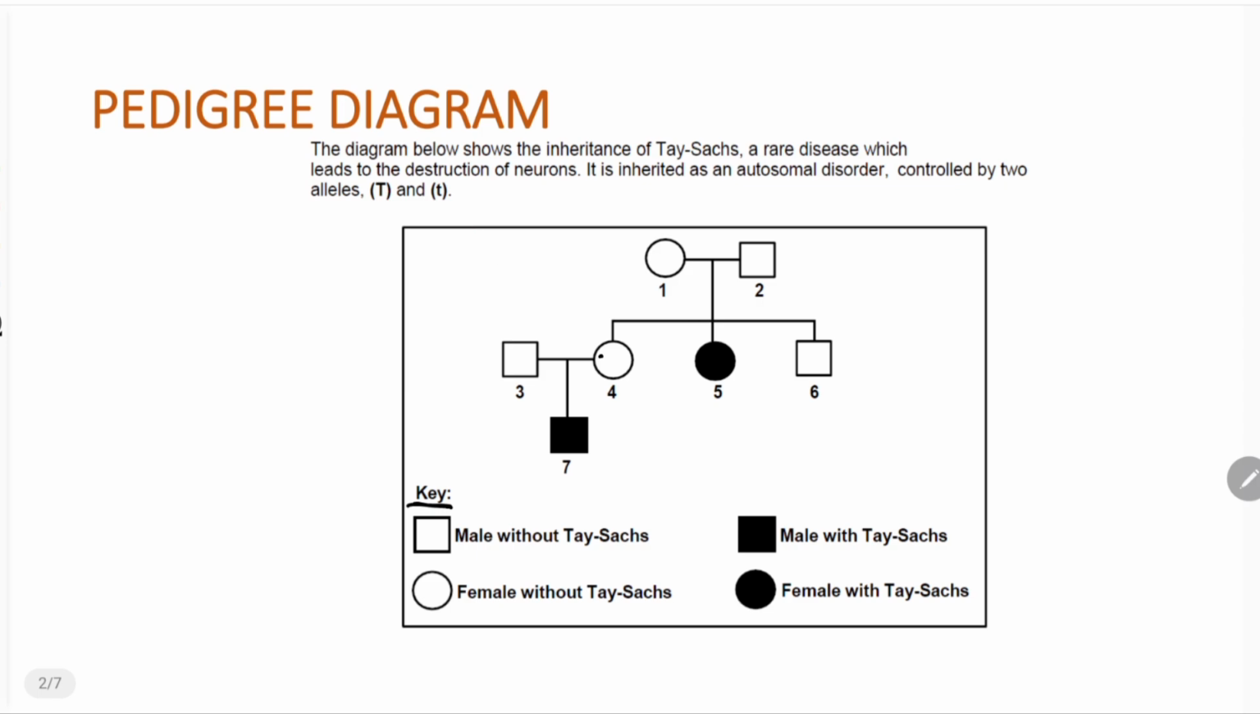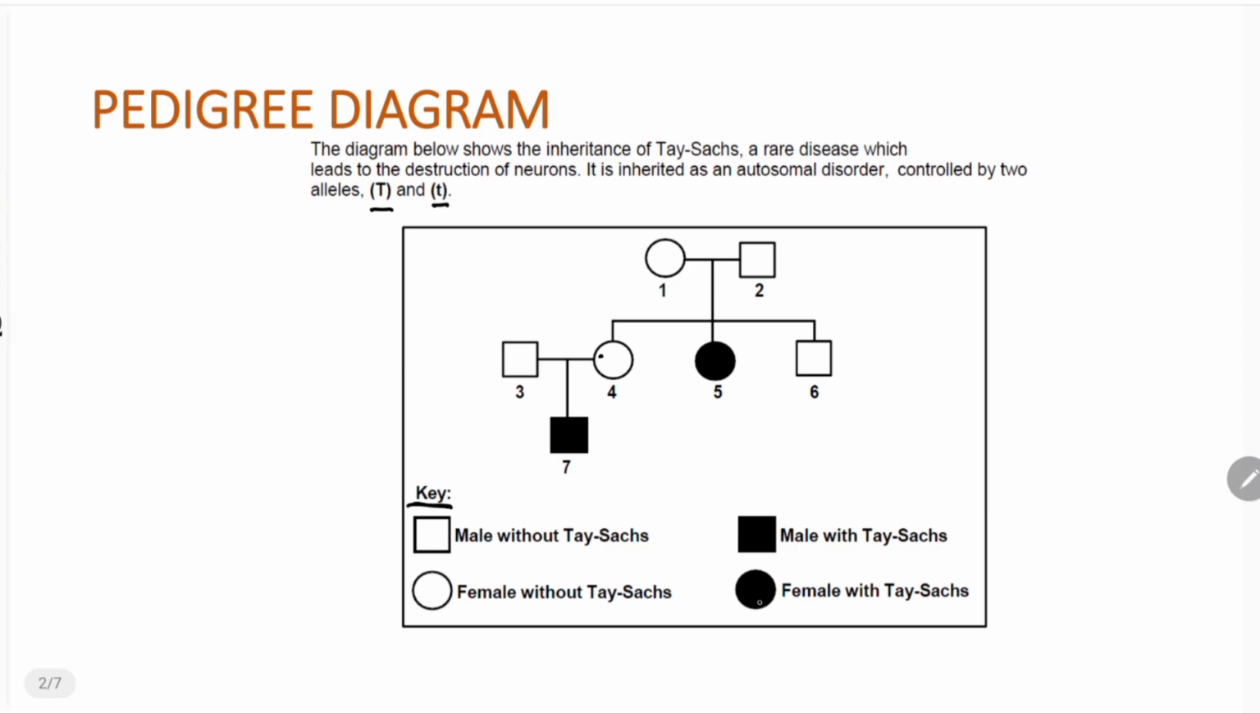The instructions state, the diagram below shows the inheritance of Tay-Sachs, a rare disease which leads to the destruction of neurons. It is inherited as an autosomal disorder controlled by two alleles. The alleles in question are capital letter T and small letter t. Now, there's something to note here. They did not tell us which allele causes Tay-Sachs. Rather, they simply gave us the alleles responsible as capital letter T and small letter t.